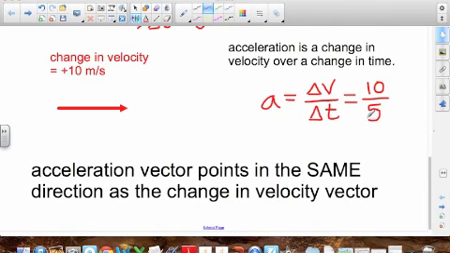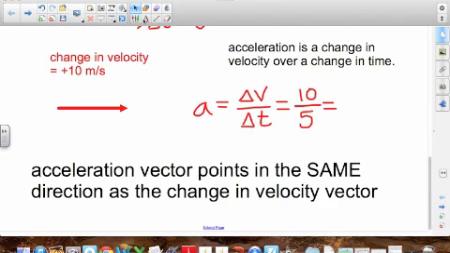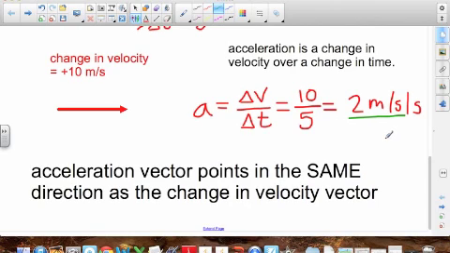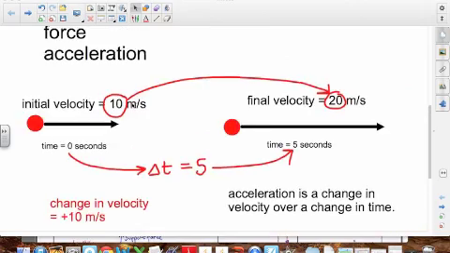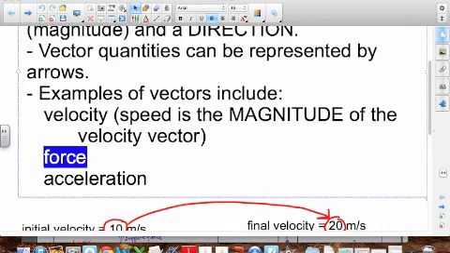So that means that we're going to have to take the 10 and divide it by 5 in order to get an acceleration of 2 meters per second. Each second, the velocity of the ball increases by 2 meters per second. Now, let's take a look at the other type of vector quantity that we have studied so far, forces.